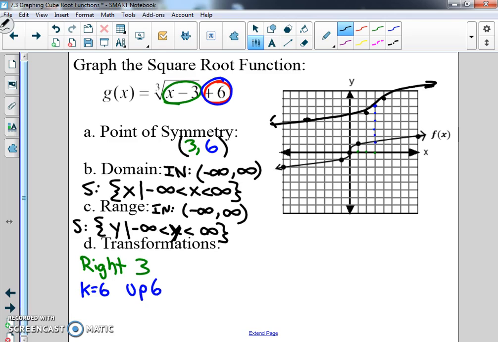We've already labeled our transformations. We've graphed our new function. Let's label this g of x here, and there we go.